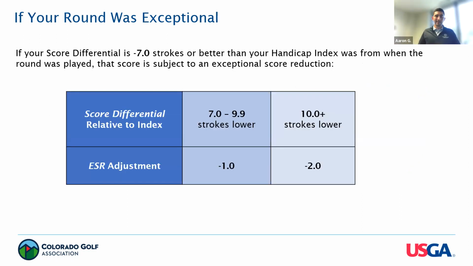Okay. The two big ticket items here, kind of towards the back of the Rules of Handicapping, are known as the ESR, or exceptional score reduction tool that the system has built in, and the other one is the CAT procedure. Both are designed to help catch people who are trying to cheat the system.